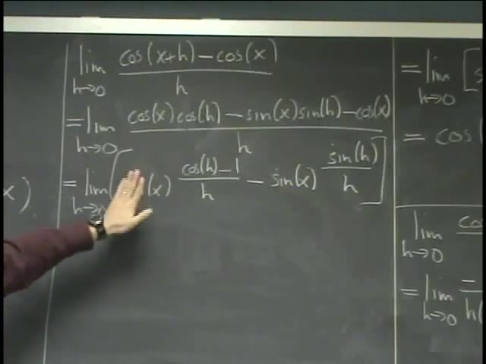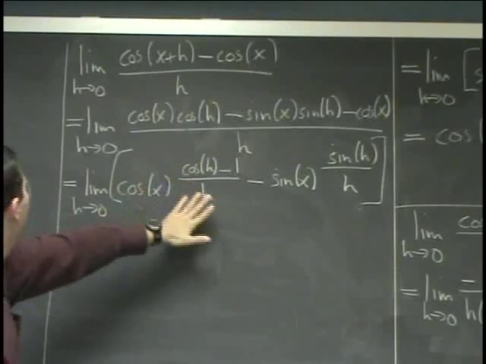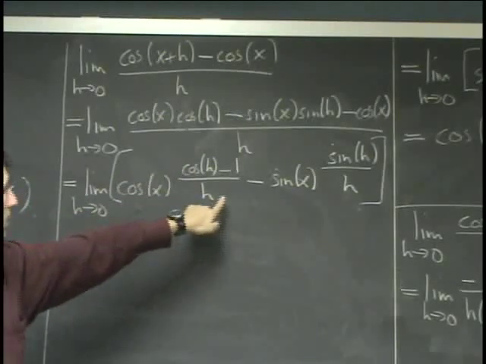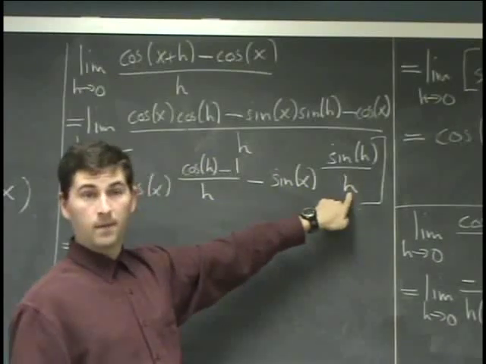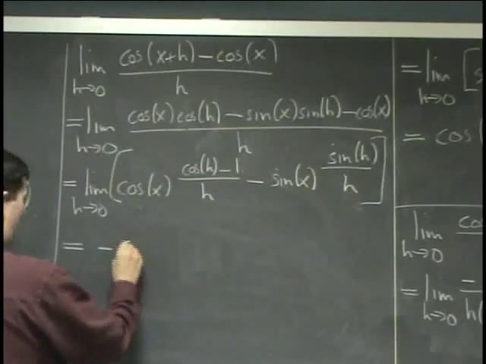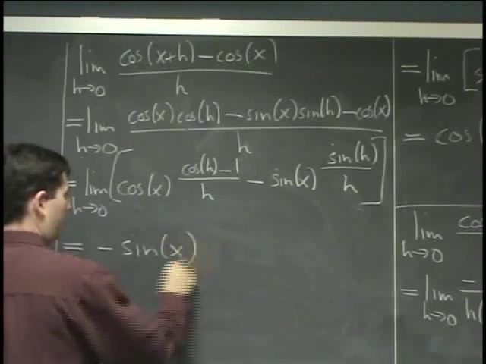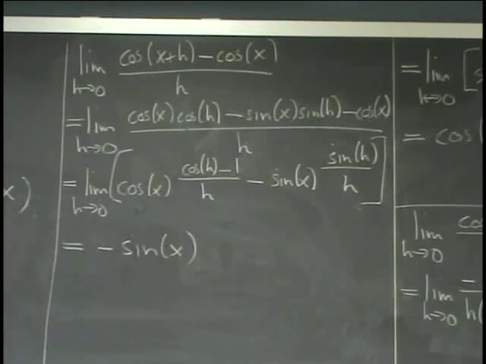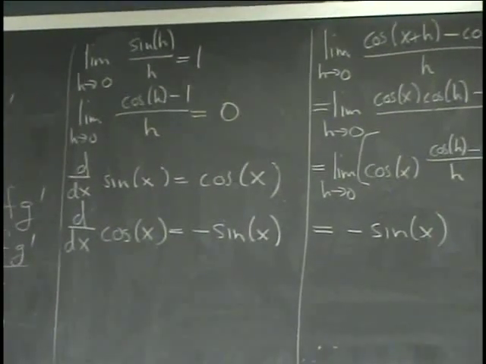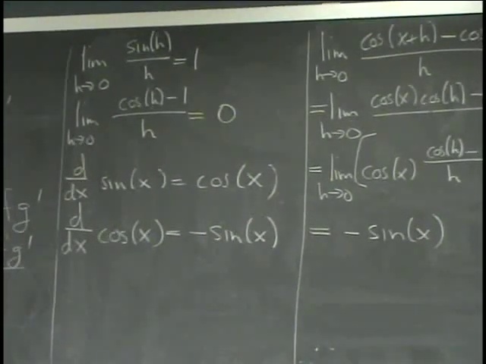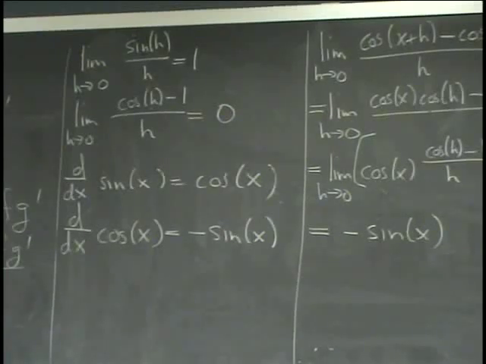Okay, cosine of x is cosine of x. This limit is 0, minus sine of x times 1. So we just get minus sine of x. Okay, so that's our derivative. That's not bad, right? We were able to reuse some of our work. This is always very nice.